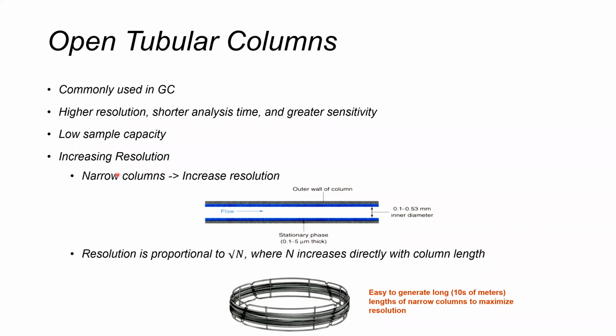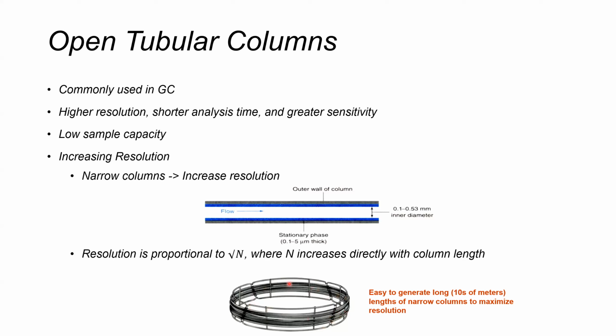And increasing the resolution typically means that we need to have narrower columns. This is because by having narrower columns, we're introducing more potential collisions of the analyte with the walls of the column, and this will result in potentially more adsorption processes, which will hopefully increase the resolution. And the resolution is, of course, proportional to the square root of N, where N is the number of plates, where N increases directly with column length. This is from plate theory, which you will hopefully have seen in our earlier series on chromatography. So it's easy to generate long, tens of meters of lengths of narrow columns to maximize resolution.